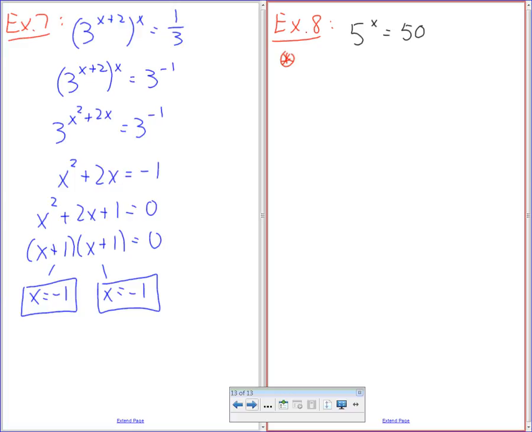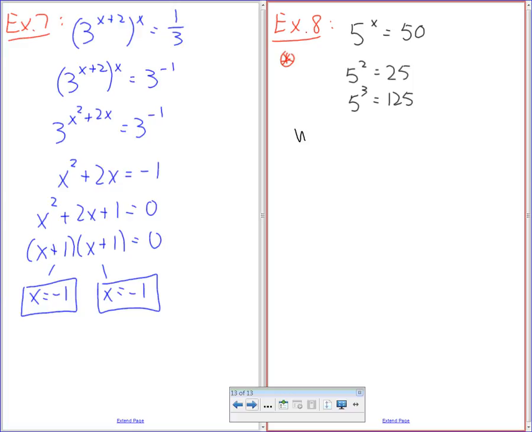5 squared is equal to what? 25, good? 5 cubed is equal to? 125. So we're at a bit of a dilemma here, okay? Because our answer for x, it looks like, is going to be somewhere between 2 and 3. If I had to guess, it'd be like 2.6, 2.7. It's probably in that range. So we can't directly solve this. Or can we? Okay. There is a command.